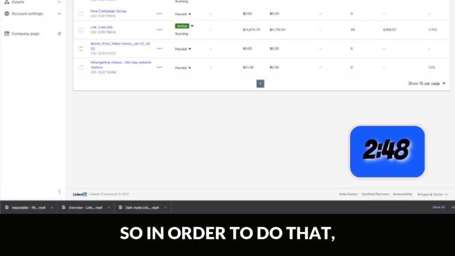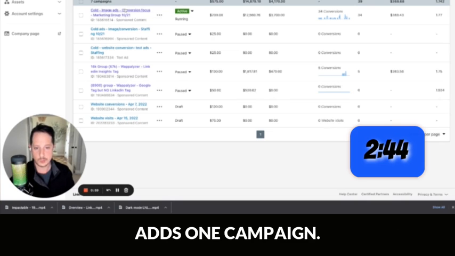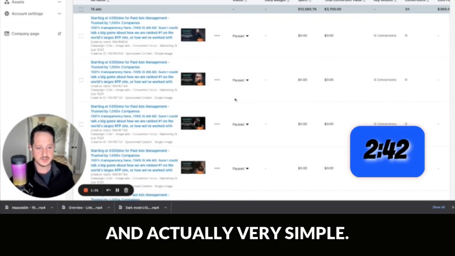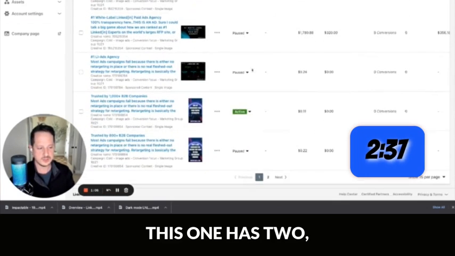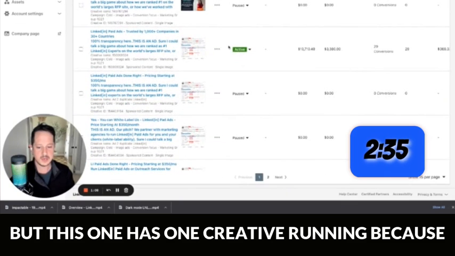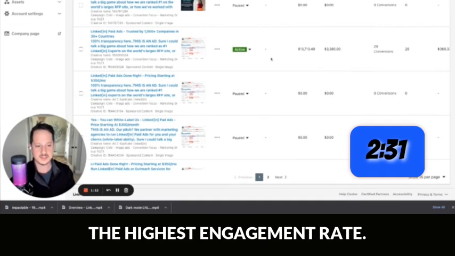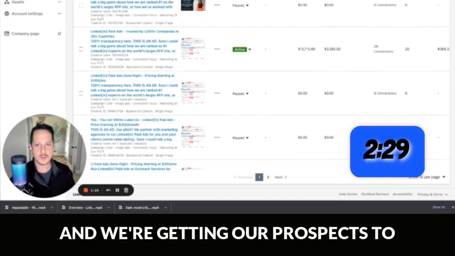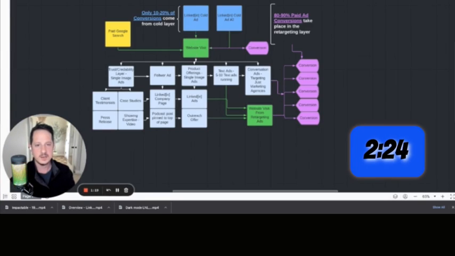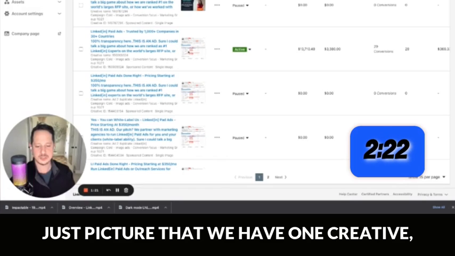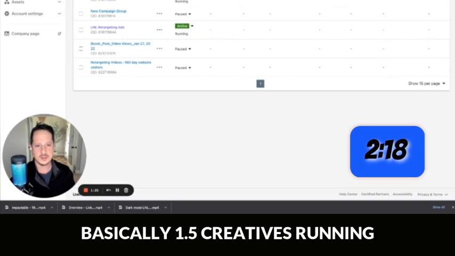So in order to do that, it looks like this, where we run cold ads, one campaign, and actually very simple. We have one creative running. Actually, this one has two I opened up, but this one has one creative running because that is the one that's getting the lowest cost per clicks, the highest engagement rate, and we're getting our prospects to the website the most cost-effective way. And then just picture that. We have one creative, basically one and a half creatives running in the cold layer.